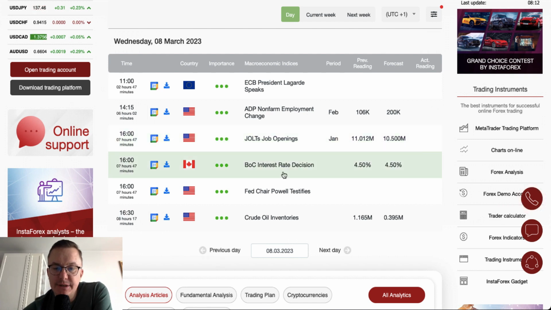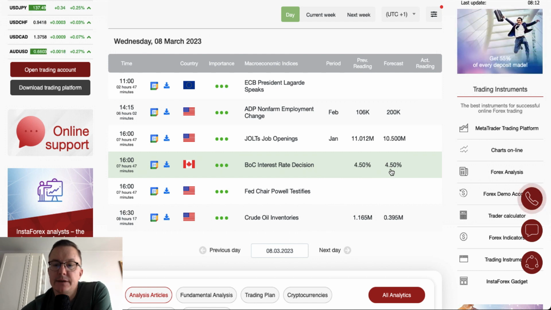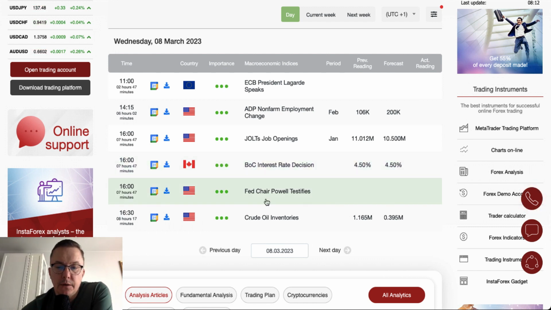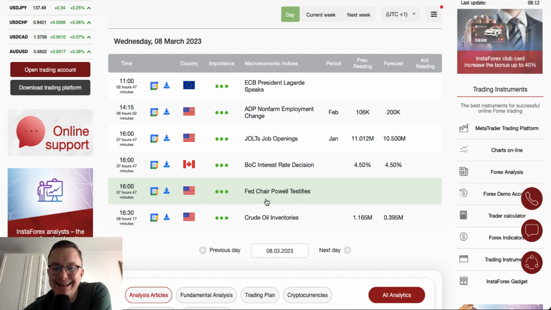We got the interest rate decision. The Bank of Canada will make the decision at 4 p.m. The current interest rate in Canada is 4.5% and the forecast is 4.5%. So the Bank of Canada is supposed to leave the interest rates intact. Federal Reserve Chair Jerome Powell will testify again in Congress, and the testifying starts at 4 p.m.